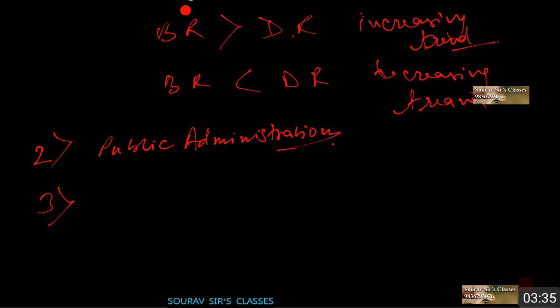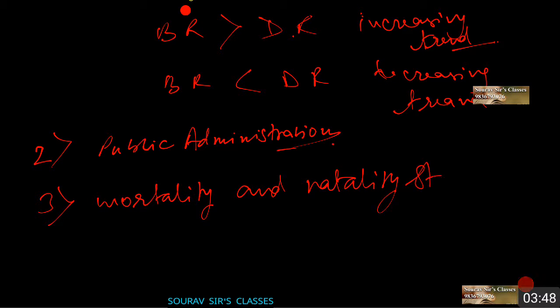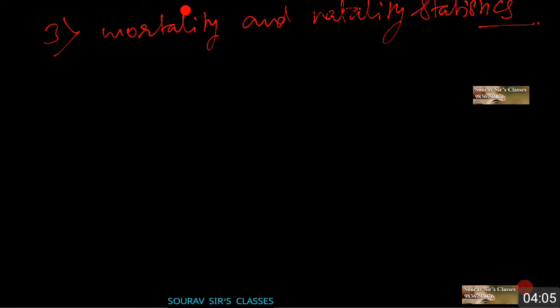And number three use is mortality and natality statistics. These mortality and natality statistics provide guideposts for use by the researchers in the medical and paramedical profession. And the fourth use is use by operating agencies.